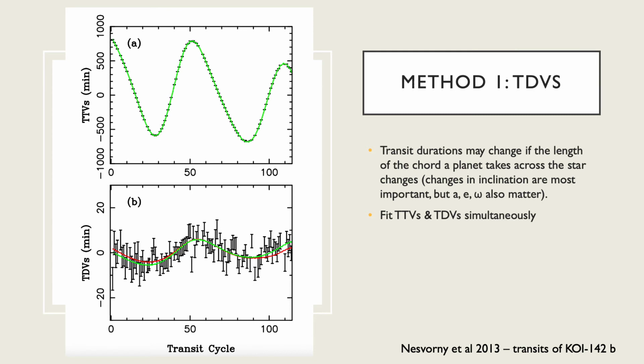So the dominating factor controlling the chord a planet takes across the star is the orbital inclination, but the semi-major axis, eccentricity and argument of periastron will also matter. And so if you fit transit timing variations and transit duration variations simultaneously, then you can potentially get a better solution than you can with TTVs alone. The potential difficulty of this is that TTVs can be difficult to measure, especially if your data is not particularly high cadence. But if you can get both TTVs and TDVs from your data, this is a great method to try and dial down on some of that degeneracy.